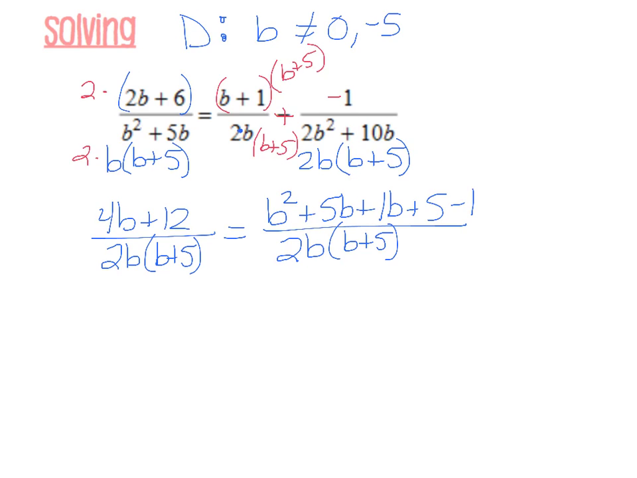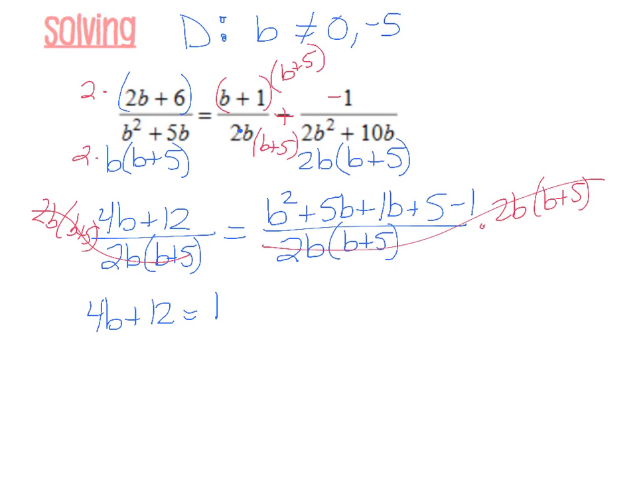If you look at this, our denominators are the same. Let's multiply both sides by that denominator. And then it'll cancel out. This side as well. It cancels out, and I'm left with 4b plus 12 equals b squared plus 6b plus 4.